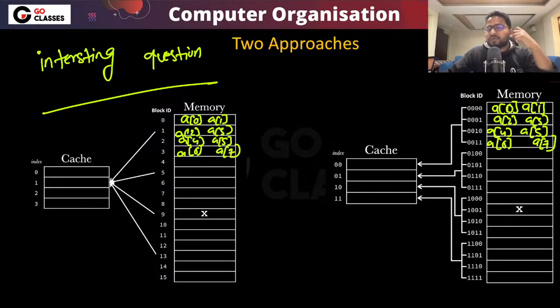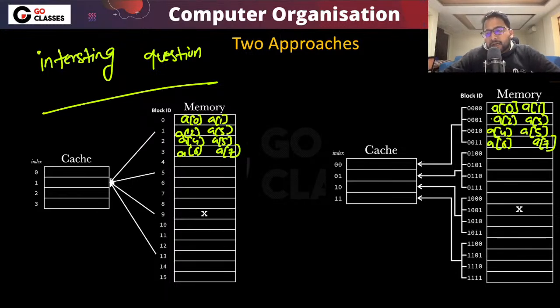Now suppose these are the two approaches. One approach says that you map this to just one. Is the left approach better or the right approach better? Can you tell me? Left is better. Why? Let me tell you why.